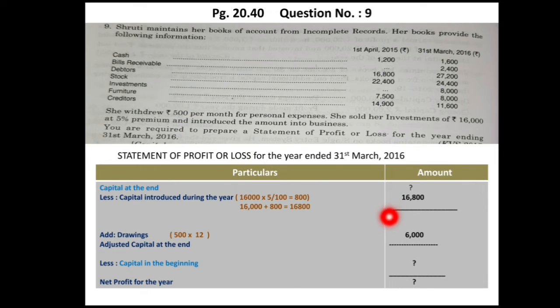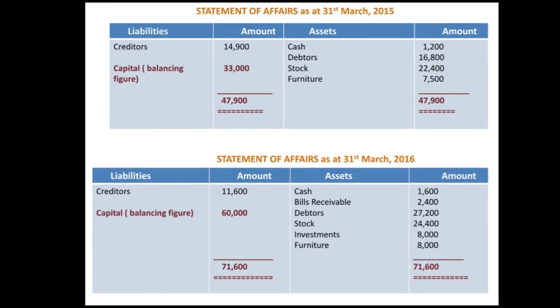So only these two pieces of information are given in your question. The main items, that is capital at the end and capital in the beginning, which are very important to calculate the net profit of this business, are not provided. So how can you find out the missing items? For that, you are supposed to prepare a statement of affairs. It is like a balance sheet.